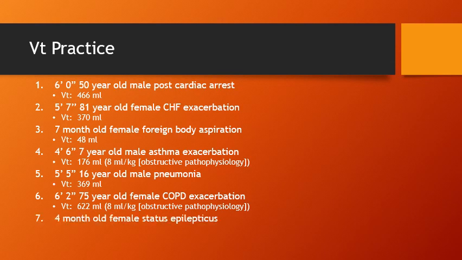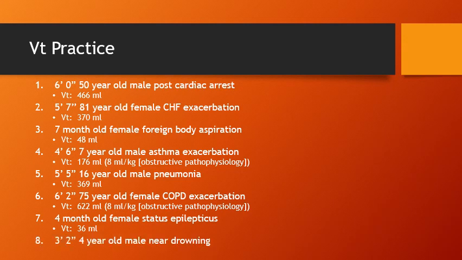Patient number 7 is our 4-month-old female with status epilepticus. So pause the video and calculate her initial tidal volume. And you should have gotten a tidal volume of 36 milliliters by multiplying her ideal body weight by 6 milliliters per kilogram.